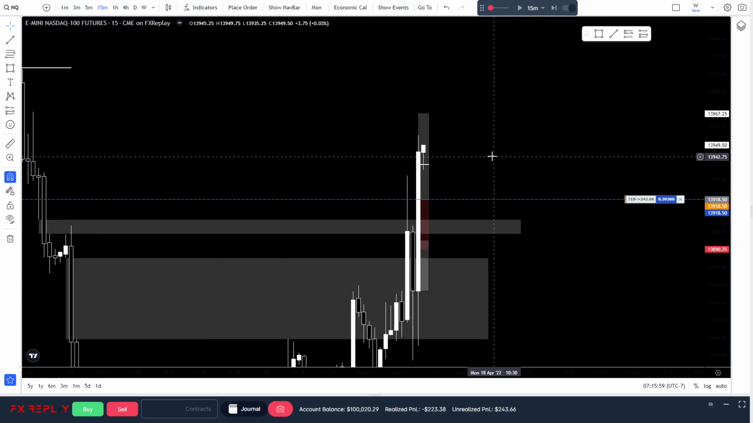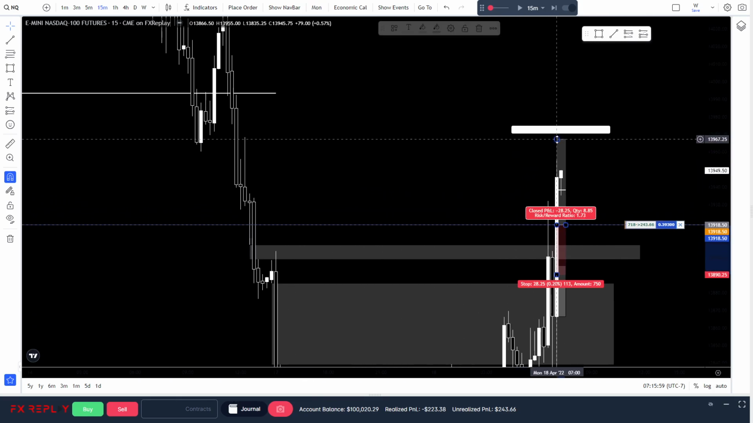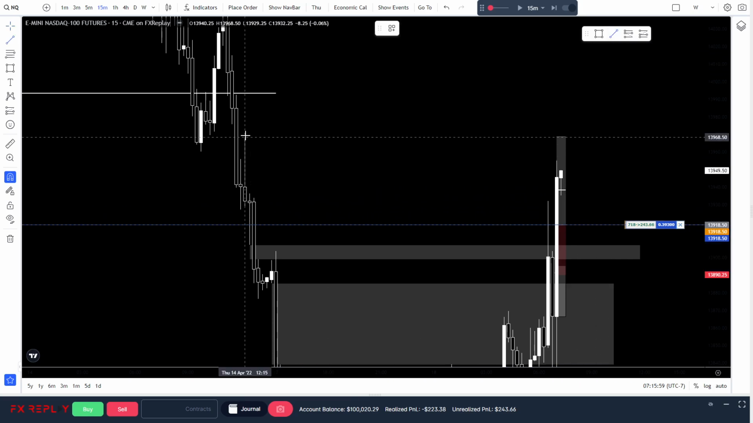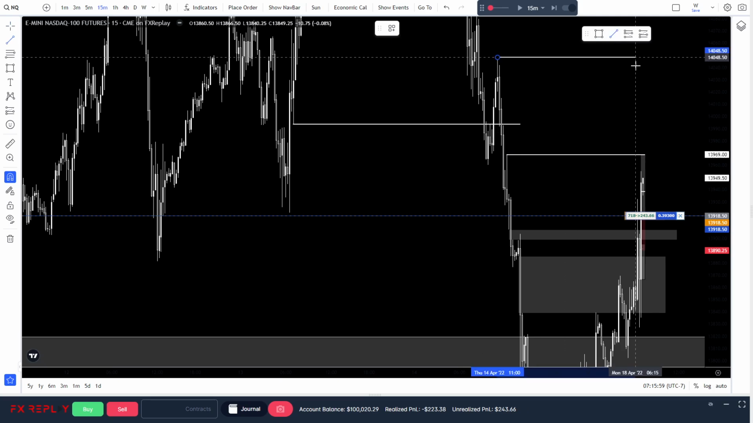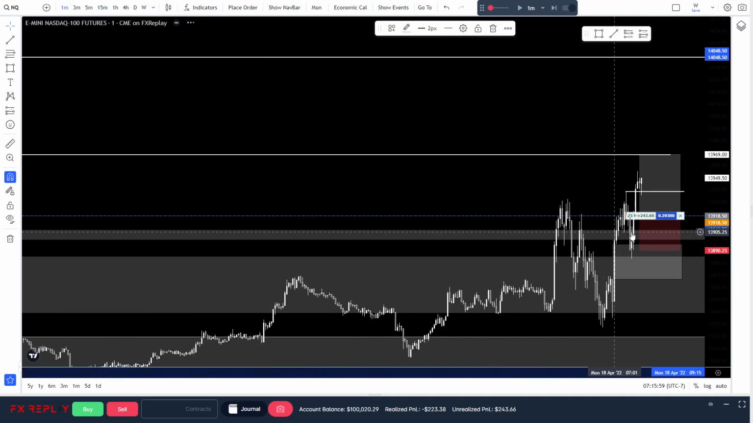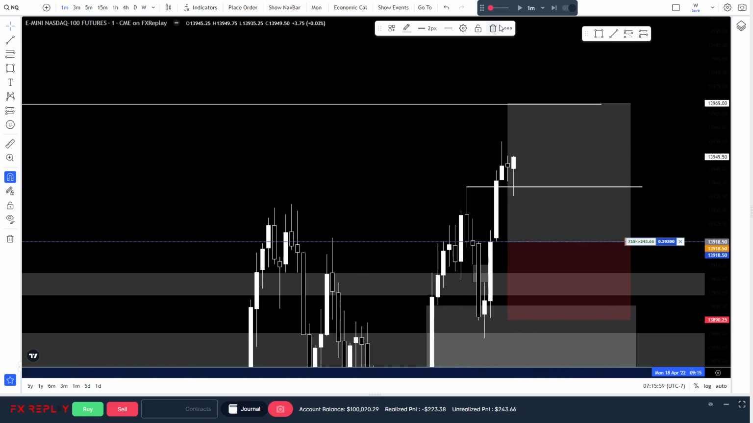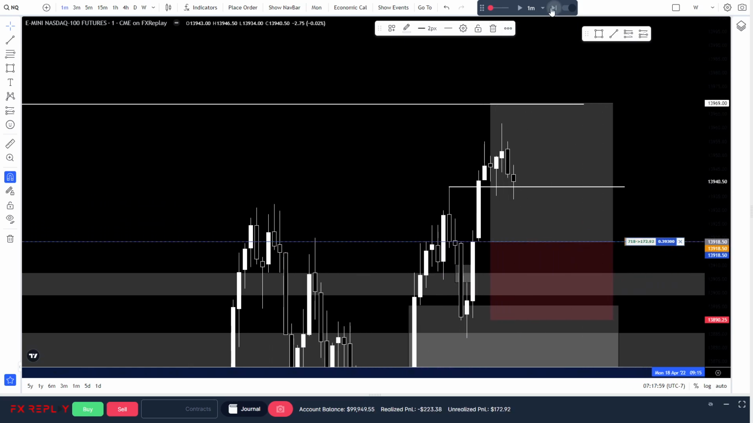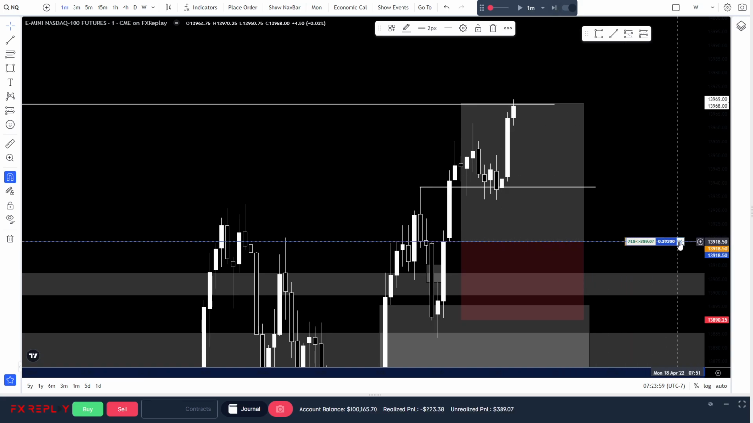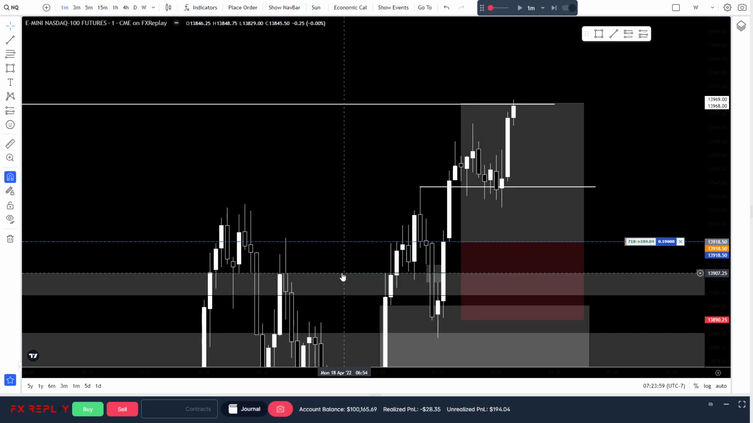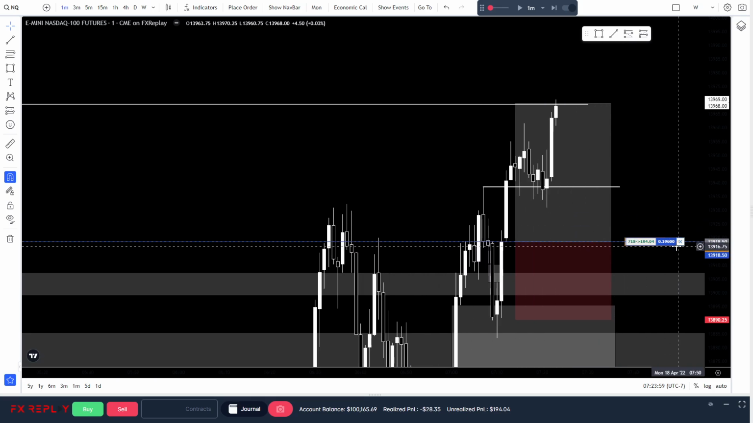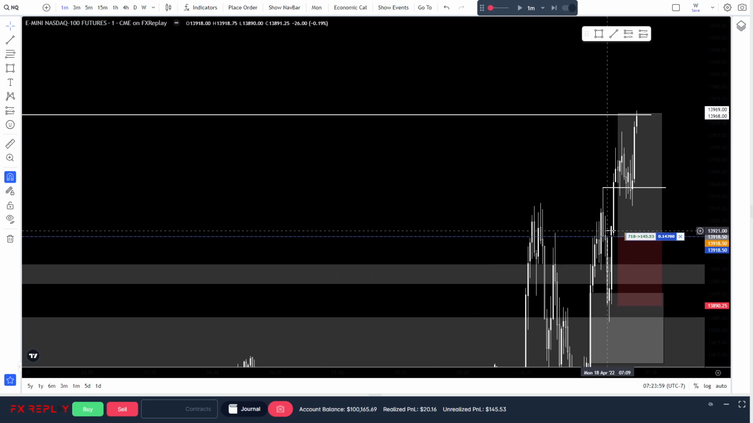And then where do we hold the rest? There's a target here. This would be probably a good target. And then hold like a tiny bit up to here or something like that. This is more like a bias play. I hope that makes sense. Okay, so I'm going to scale another half there. And then I'm going to hold like a little runner, right?